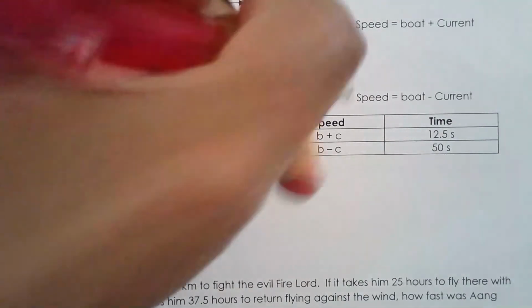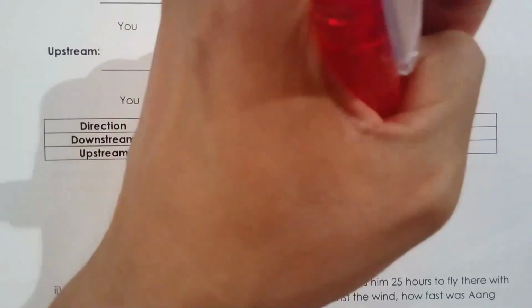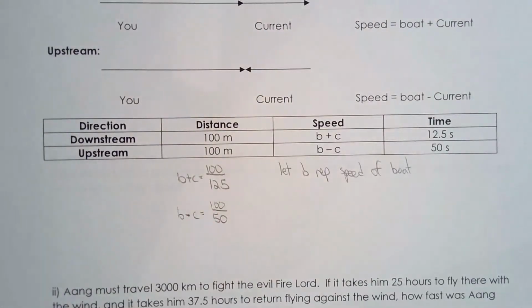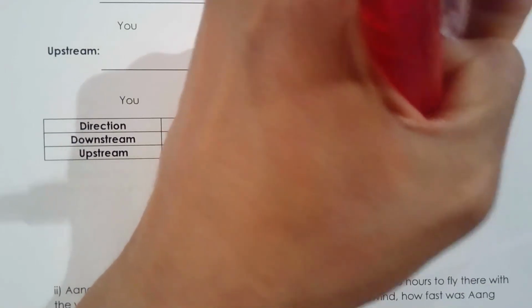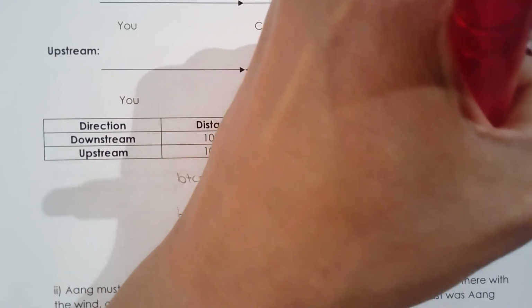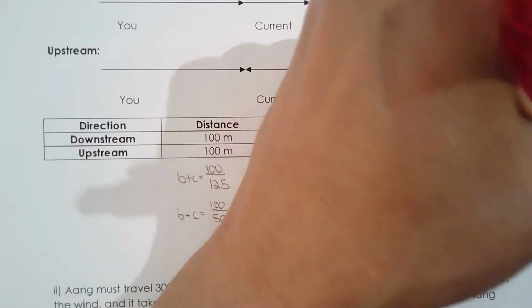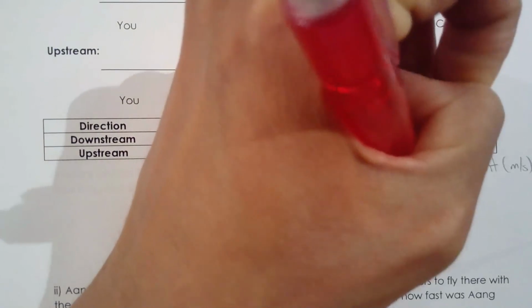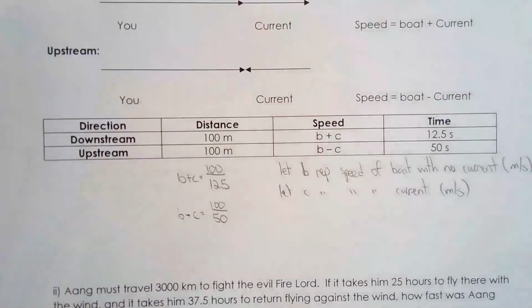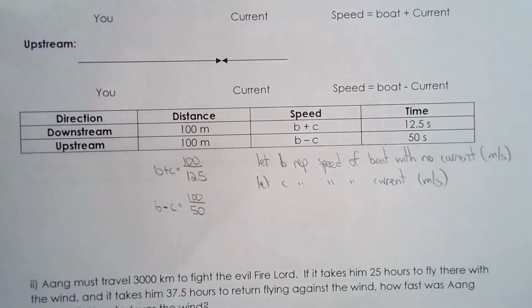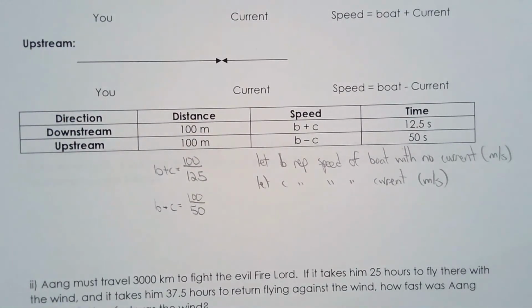Okay, so let's do a let statement. Let B represent speed of boat in still water, or you can say with no current. Both really mean the same thing. And we're doing meters per second. Let C represent speed of current in meters per second. All right, so I'm assuming you can solve a system.